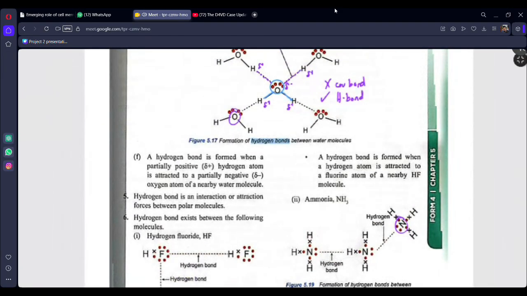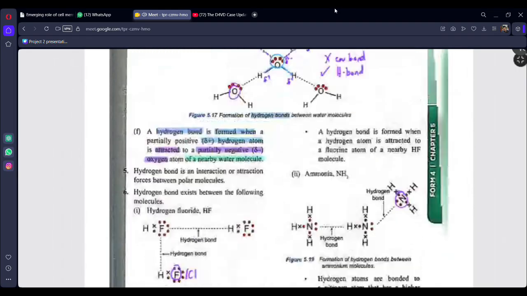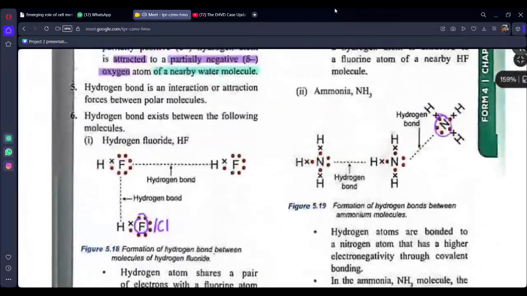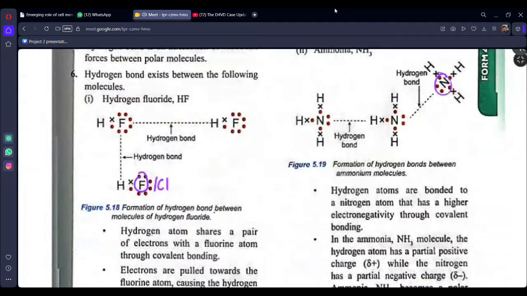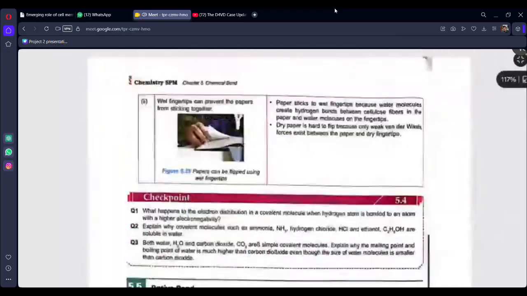Okay, now hydrogen bond is formed when a partially positive hydrogen atom is attracted to the partially negative oxygen atom of a nearby water molecule. See, like I told you, they're not together, but they are looking at each other because they are attracted to each other. Okay, I'm not going to waste my time explaining this because it's the same theory, guys. The same thing for oxygen, the same thing for fluorine, same thing for nitrogen. I won't explain. Okay, after this, we stop here, then we take a break for a while.